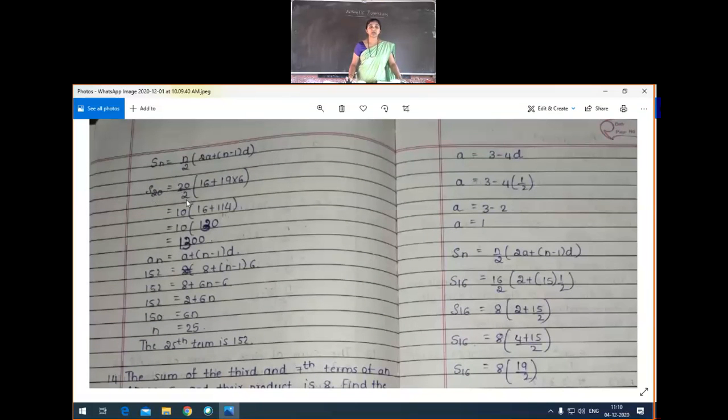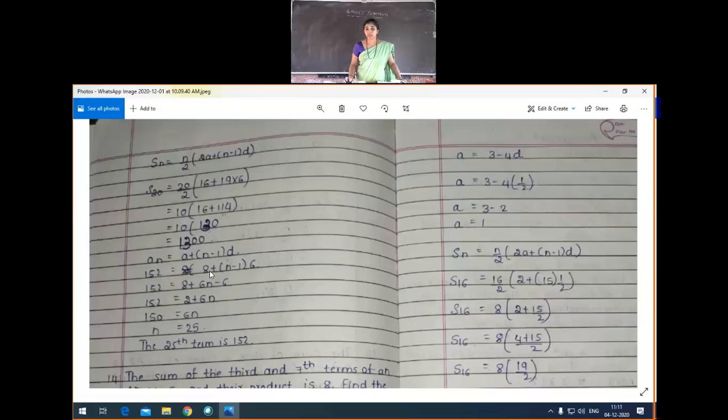Then 20 by 2 into 2 into a, which is 8, 16. Then here 20 minus 1 is 19, into difference 6. So here 20 by 2 is 10. Then here 16 plus 19 6s are 114, so 130. Then 10 into 130, so that is 1300. Sum of 20 terms is 1300.